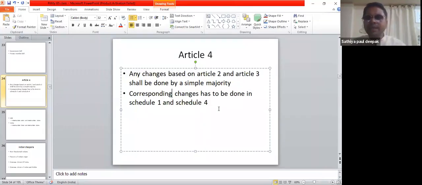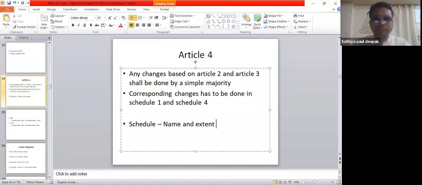Corresponding change means related changes. Now, what is Schedule 1 and Schedule 4? Schedule 1 talks about the name and extent of the Union and its territory. So all the 28 states, its name will be given, and what is its boundary, that also will be given. Okay, that is Schedule 1.